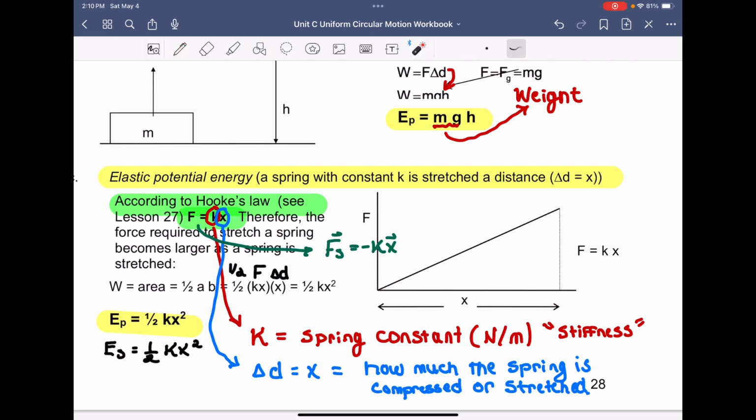And again, don't worry too much about Hooke's law. We're going to go into it a lot more specifically. We just need to know how to use this equation through application. And then once we get to our lesson directly on the topic of springs, in Unit D, we'll really break this down, including its visuals.